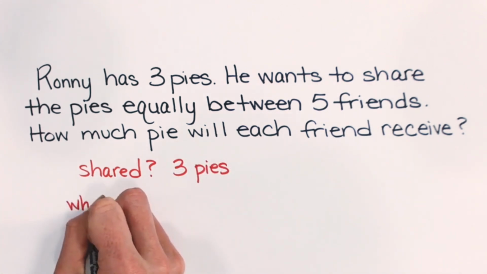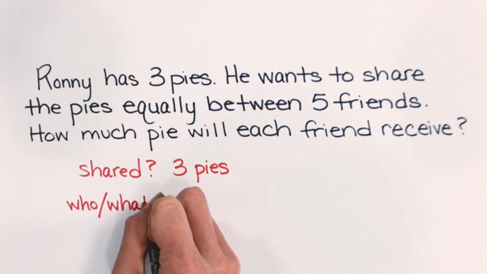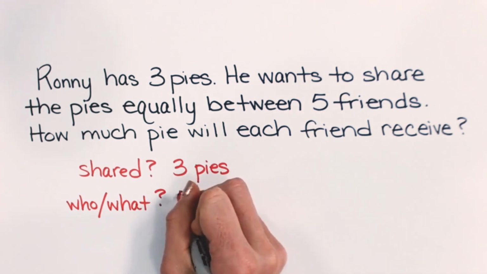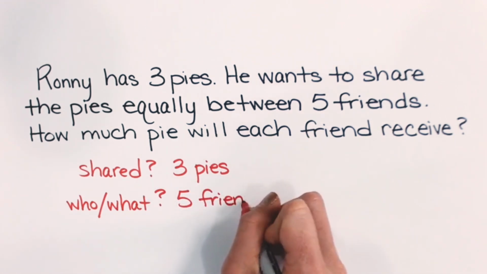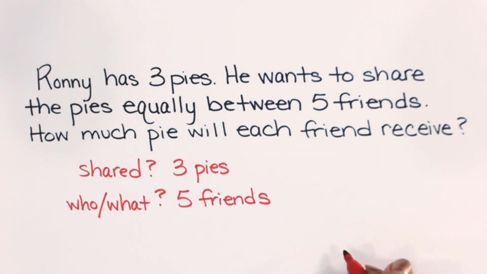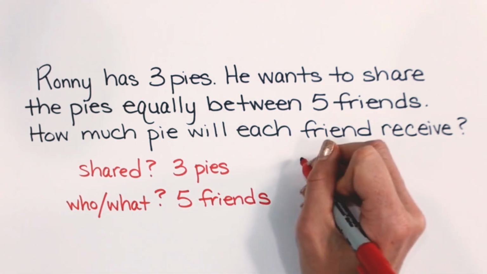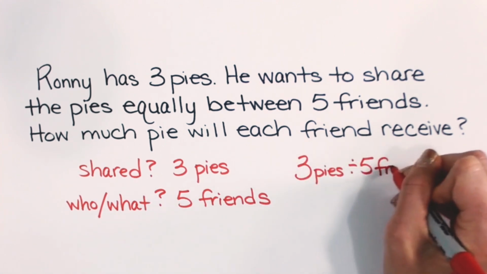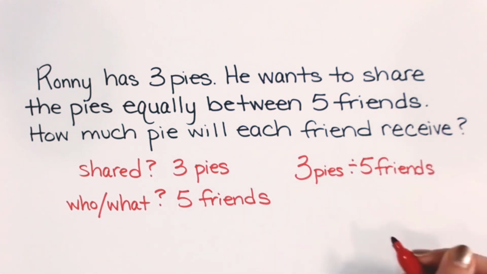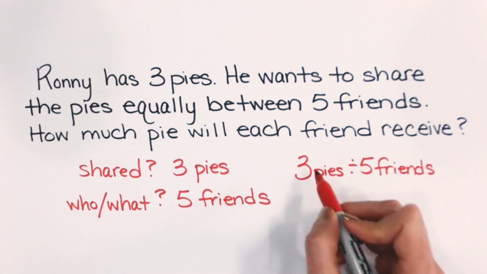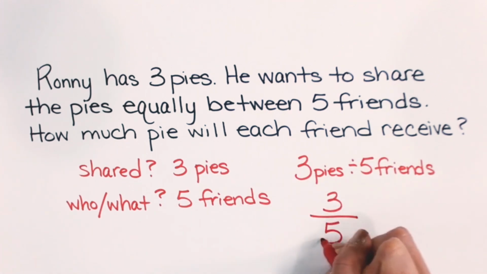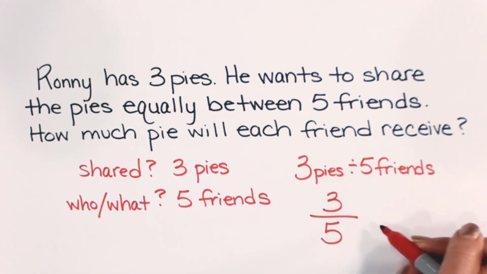Who or what is doing the sharing? Or how many pieces do we need to cut this up into? Well, we have 5 friends that will be eating these 3 pies. So if we were to interpret this as a division problem, we know we have 3 pies divided by 5 friends. To turn this into a fraction, we would take our numerator, 3, divided by, using our fraction bar, our denominator of 5 friends. So each friend would receive 3/5 of a pie.